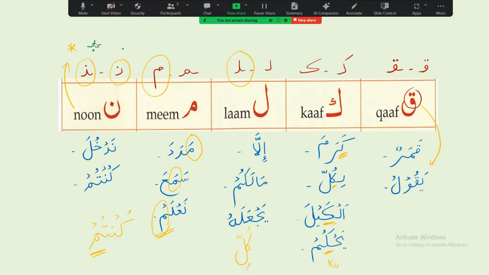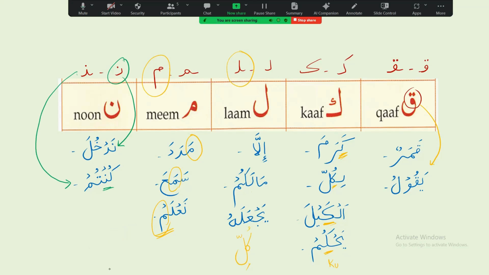Okay, when Noon comes at the start, sisters, we will have it like this. An example is the word nadkhula. Noon here is at the start. Now let's see the example of this word next, when Noon comes in the middle. Kuntum. Noon is here. Kuntum. This is Noon here.